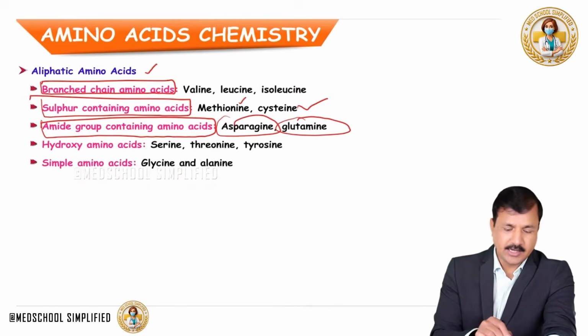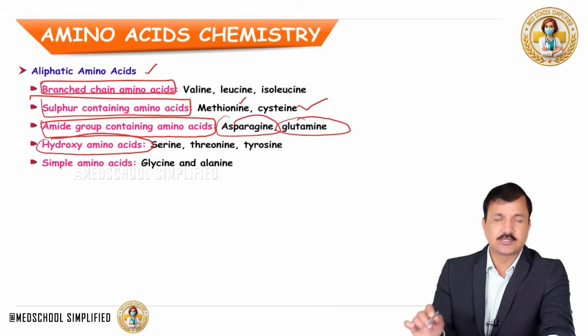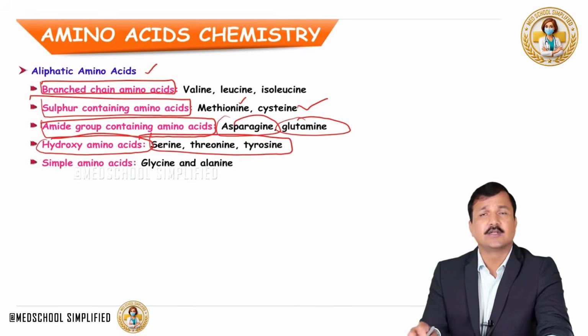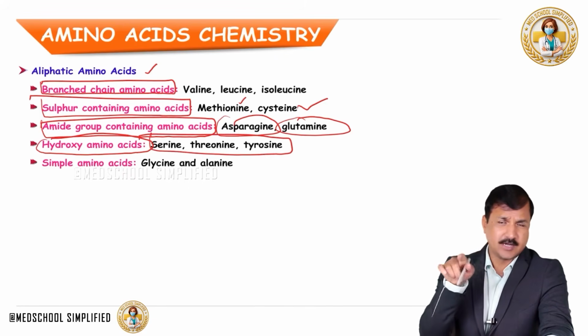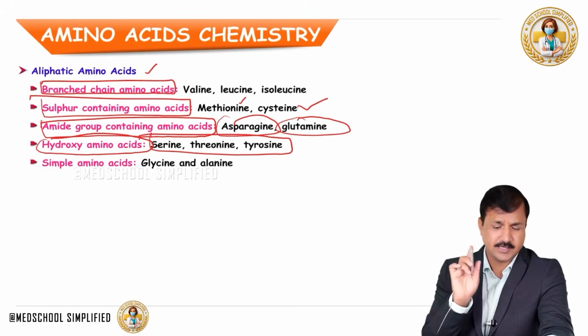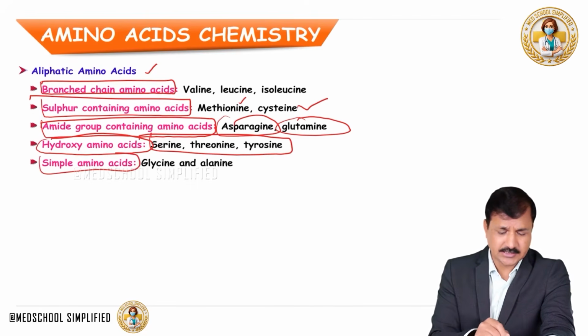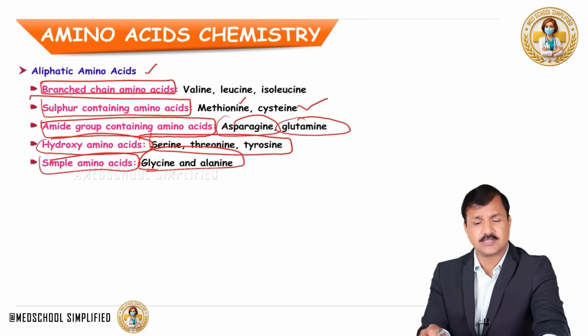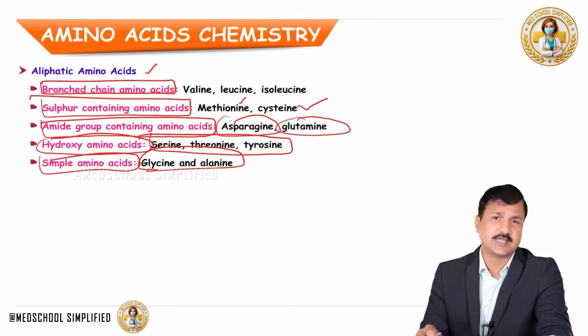And then look at hydroxyl group containing amino acids. We have three of them: serine, threonine and tyrosine. All three of them contain a hydroxyl group. Previously, I have marked it, circled it. Now, simple amino acids. Simple amino acids are glycine and alanine, because the side chain of glycine is just H. It is the simplest amino acid out of the 20 standard amino acids. Alanine's side chain is just CH3.